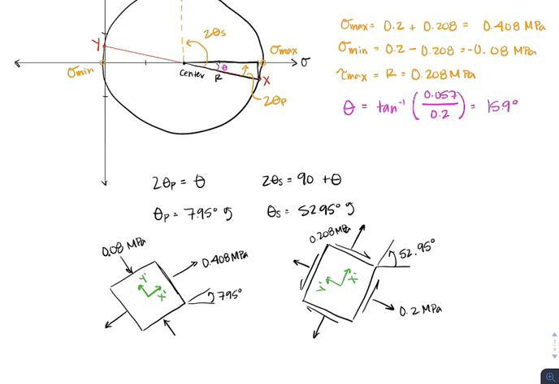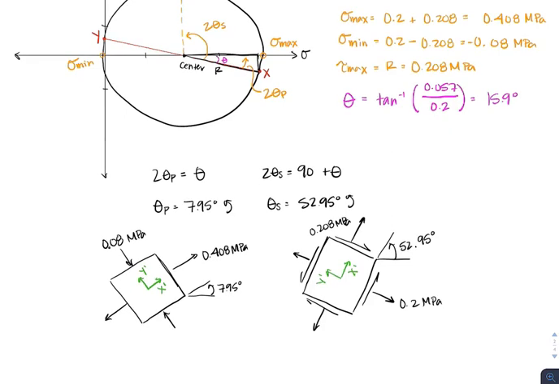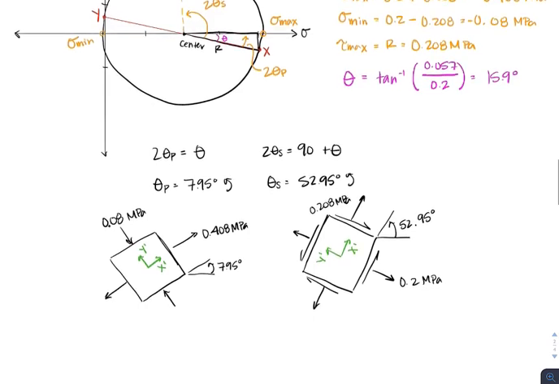So here is what those angles and corresponding stresses look like on a 2D stress block for both cases. On the left one we have our principal stress case, where it's rotated 7.95 degrees counterclockwise, and we got our two principal stresses, our minimum and our maximum. And then on the right one, it's rotated 52.95 to get the max shear stress of 0.208 megapascals, and then we have a constant axial force along the outside, which is what our center is. So those coordinates work out.